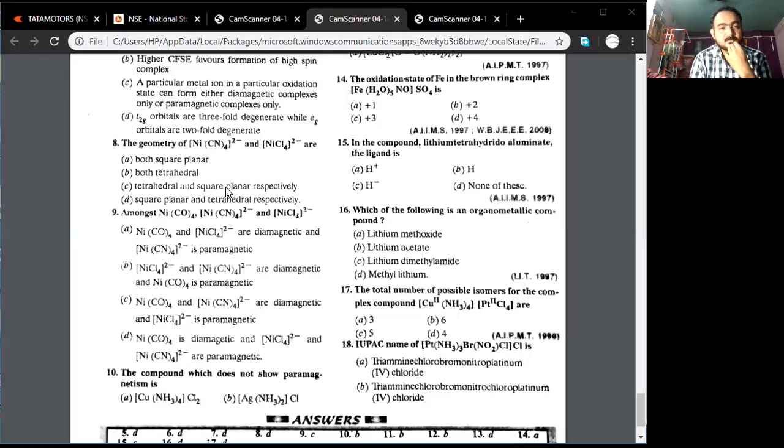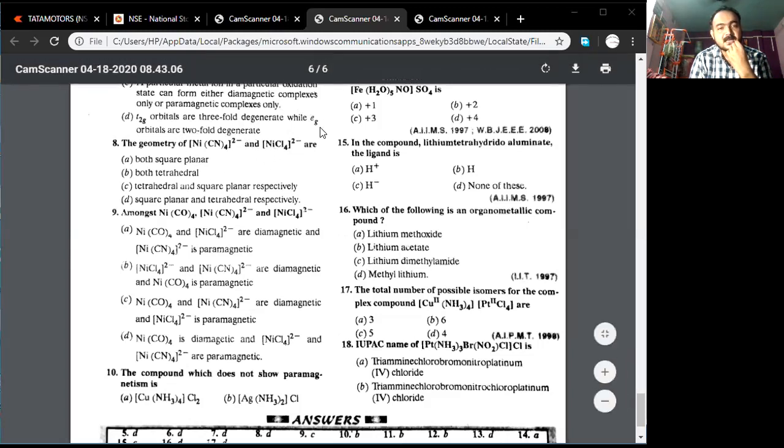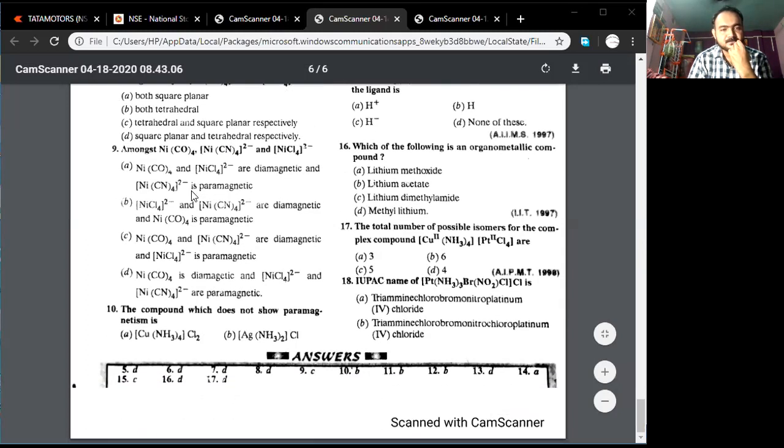Now you see, in case of [Ni(CN)4]2- and [NiCl4]2-, from VBT we saw that the hybridization of [Ni(CN)4]2- was dsp2, and [NiCl4]2- was sp3. If it is dsp2, then it is square planar. If it is sp3, then it is tetrahedral. So this will be square planar, this will be tetrahedral. In case of question 8, option D is correct, square planar and tetrahedral. So 8D is the correct answer.